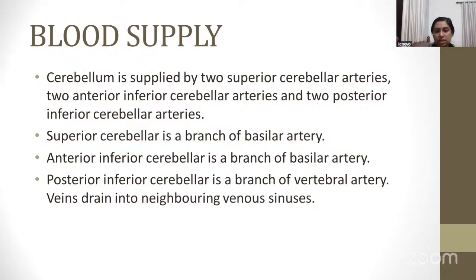And veins usually drain into the neighboring venous sinuses. We have discussed the venous sinuses in detail in the previous session. Okay.